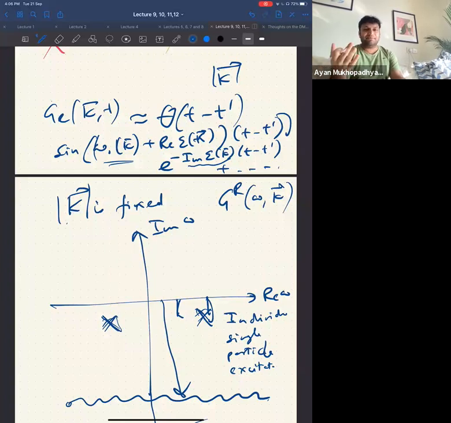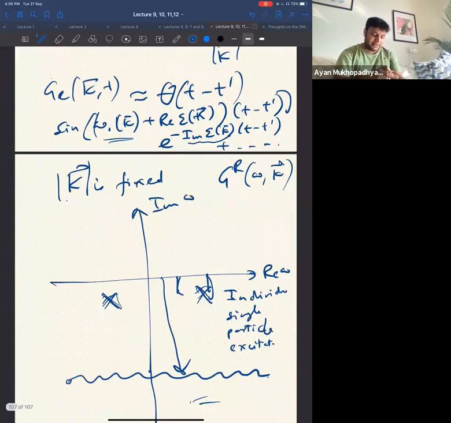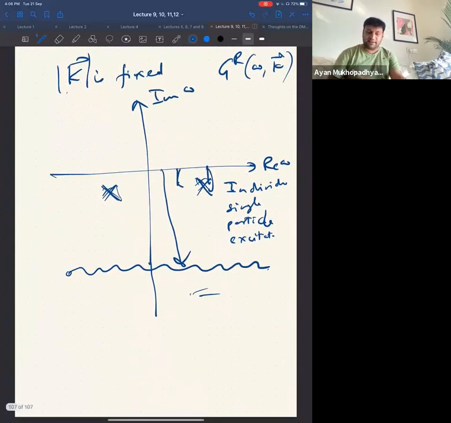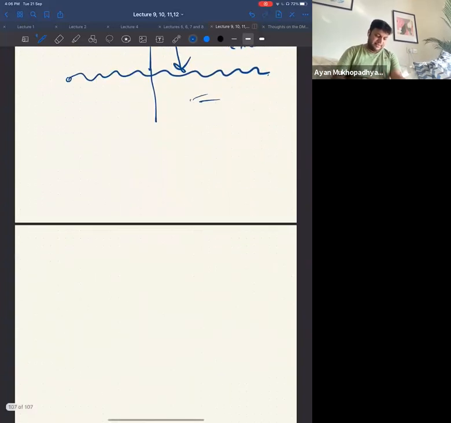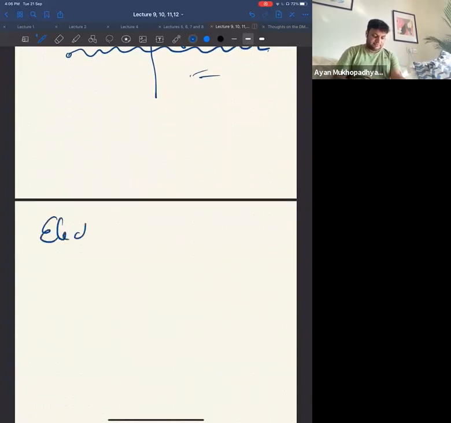So you can think in this way: if you take a single particle electron excitation in a system, so in the vacuum, an electron excitation would be infinitely well lived. The electron in vacuum never decays.